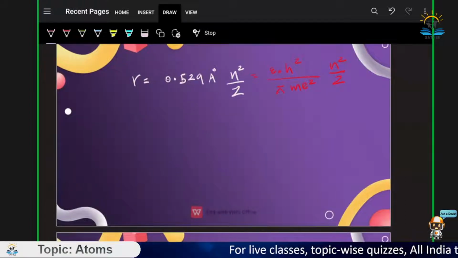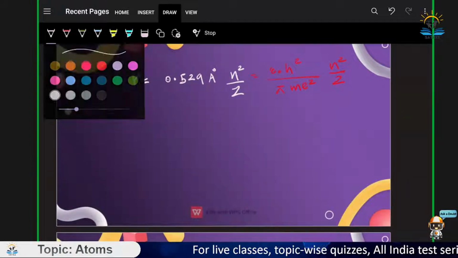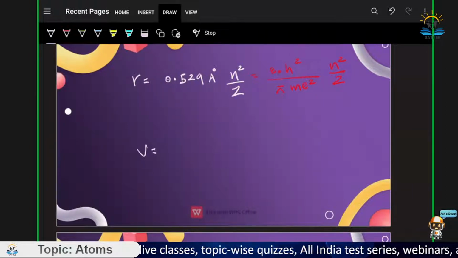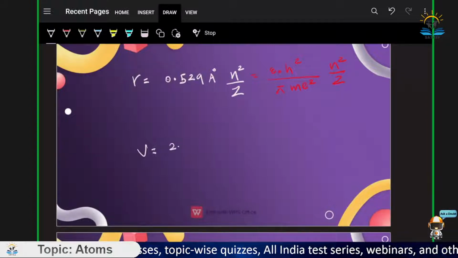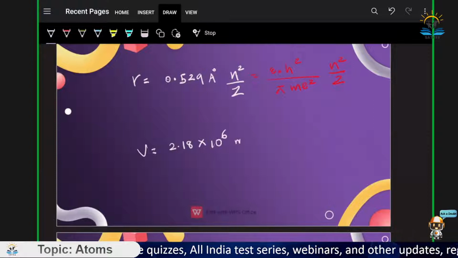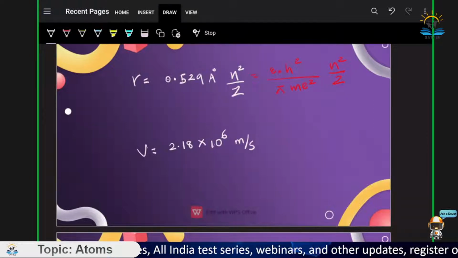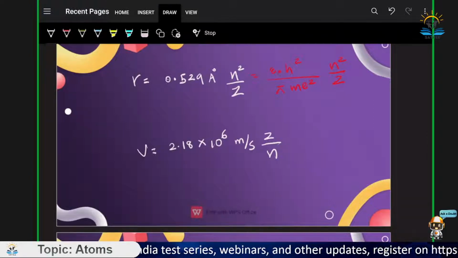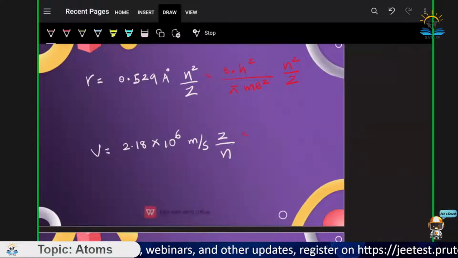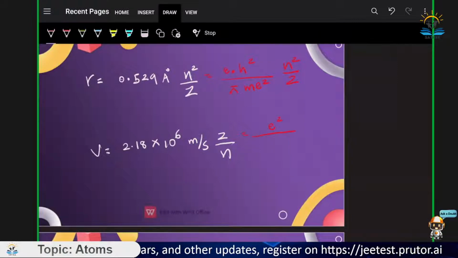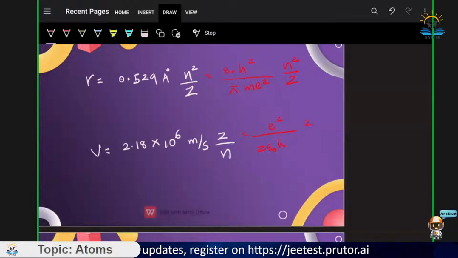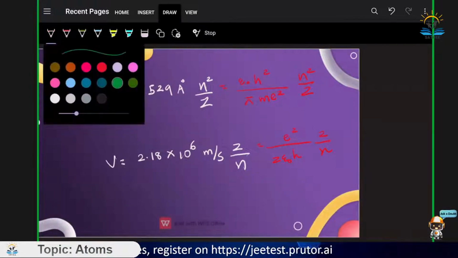Next is velocity. The velocity with which the electron is revolving around the nucleus is equal to 2.18 into 10 raised to 6 meter per second, z by n. If anyone wants the complete equation, this is equal to e square divided by 2 epsilon naught h, z by n. So this is very important.